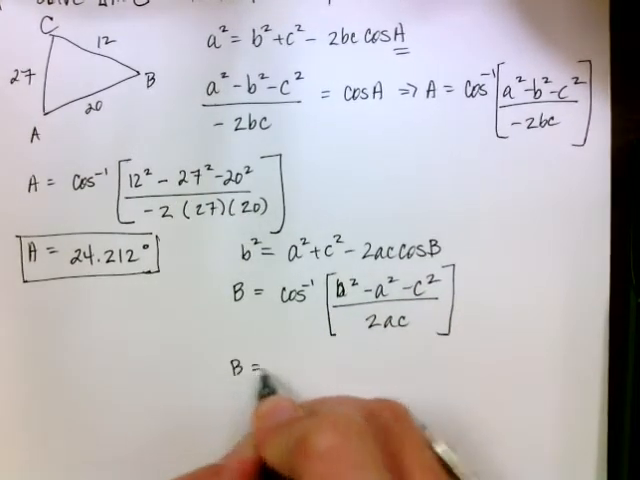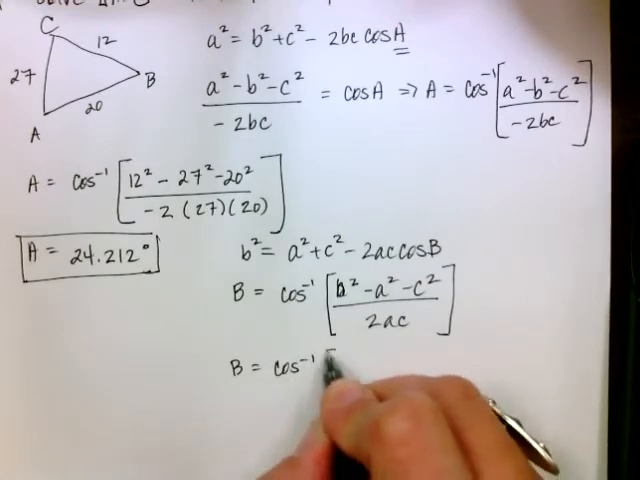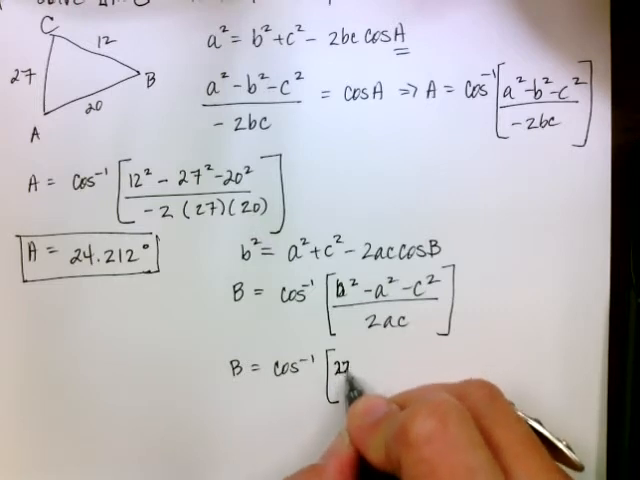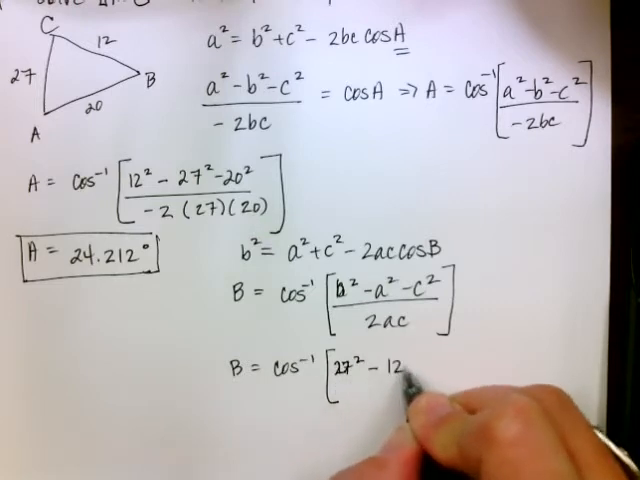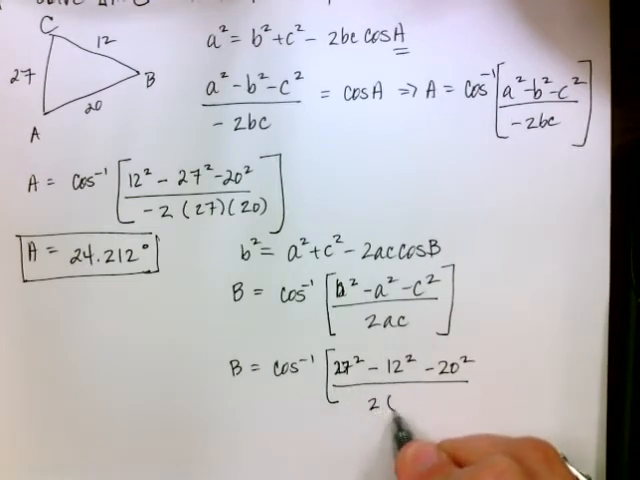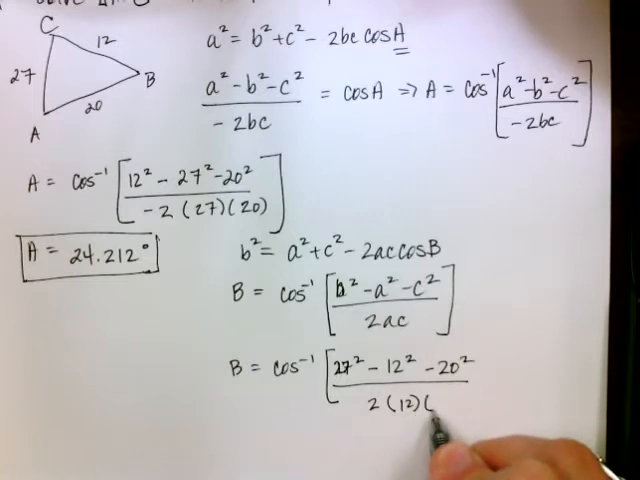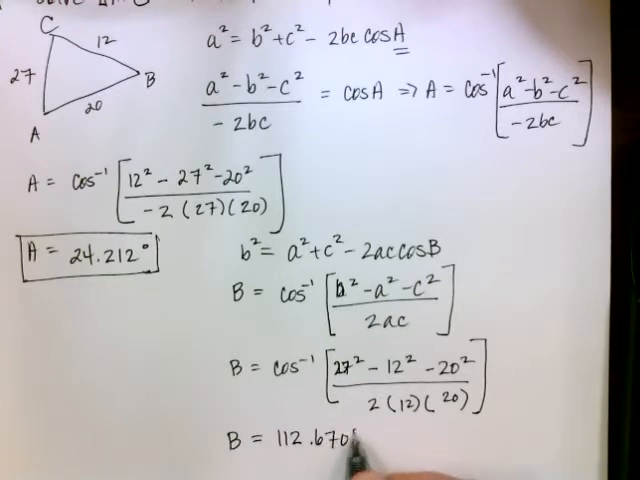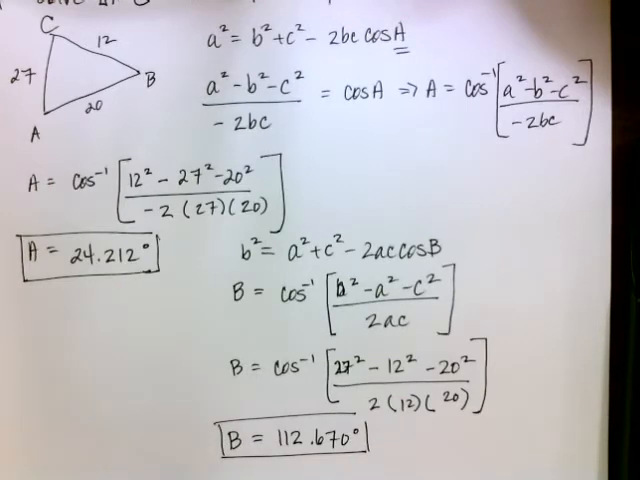Now I'm going to substitute in all of my numbers. Okay, so a squared is b squared, where's b? B is 27 squared minus 12 squared minus 20 squared over 2 times a, which is 12, times c, which is 20. Okay, do that math in my calculator. I'm going to assume that you can do that. You should try it because that's the hardest part about the law of cosines. And I get that b is 112.670.